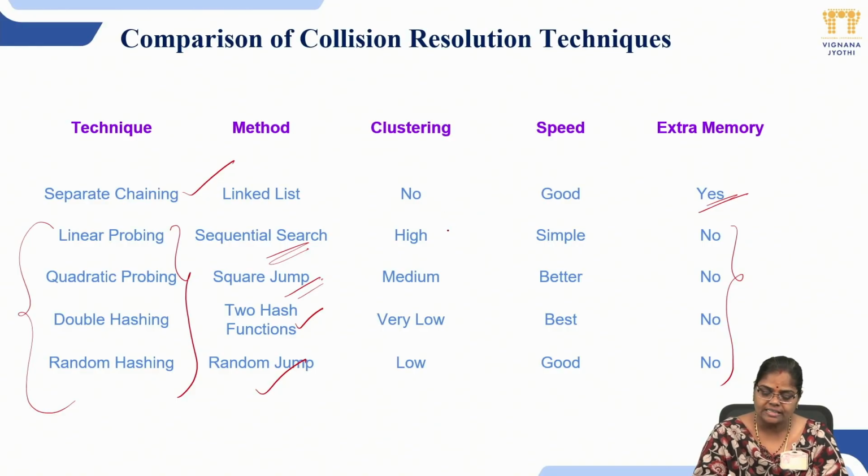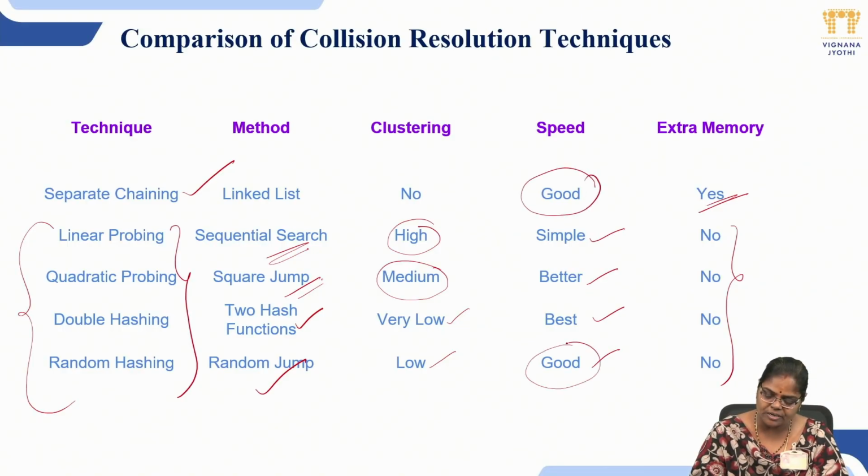Coming to the clustering, in linear probing the clustering is very high. We get primary clusters. In quadratic probing, the clustering will be low. We get secondary clusters. But when we use double hashing and random hashing, it is completely low, where we don't get most of the clusterings. Coming to the speed, linear probing is simple, quadratic is better when compared to linear probing, and double hashing is best when compared to the previous 2 techniques. In random hashing, the speed is good. But there are some limitations, like you have to select a random number.